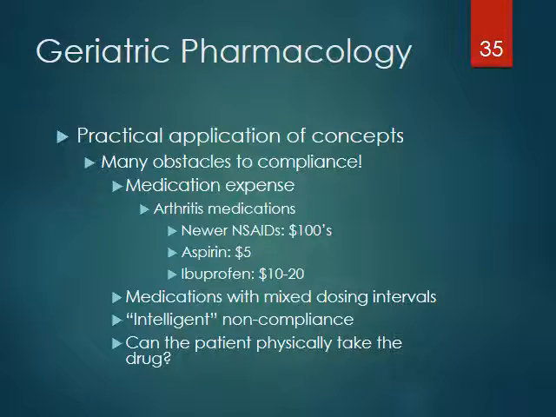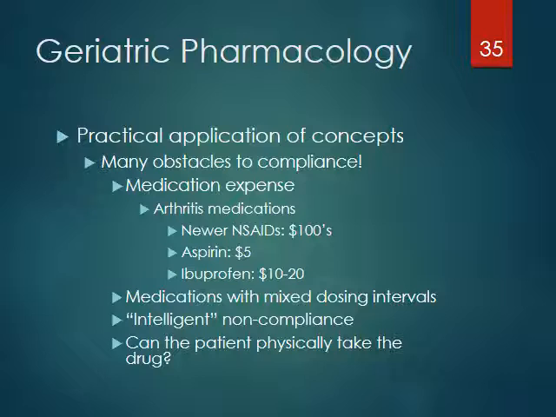So again, there's lots of barriers to making sure your patient's really compliant with their medications. Keep in mind that expense is going to be a big thing for many patients, especially if they don't have pretty robust insurance to cover a lot of medications. So say for instance, a newer NSAID, non-steroidal anti-inflammatory drug, may be hundreds of dollars per month, whereas aspirin is only $5 a month, or ibuprofen is 10 to 20. So just because a new medication is the hot new thing to try, keep in mind that it's probably going to be more expensive and may not be covered by your patient's insurance.